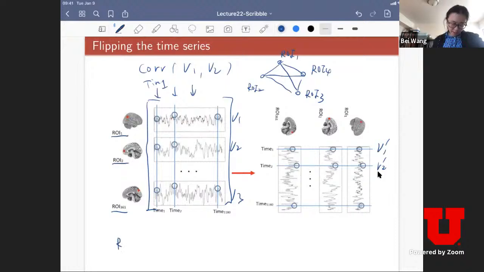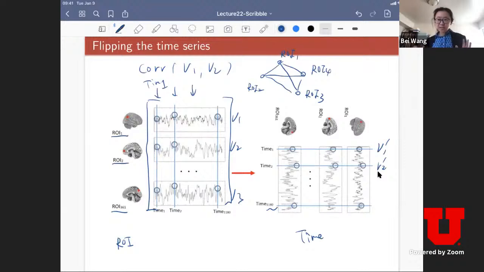So this network on the left is sort of ROI. The nodes are the regions of interest. This network on the right, the nodes are the different times. And let's say right now I have 1180 times. So every single point in my network is now a time point.